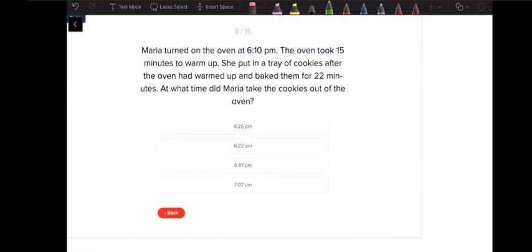This problem states Maria turned on the oven at 6:10. The oven took 15 minutes to warm up. She put in a tray of cookies after the oven had warmed up and baked them for 22 minutes. At what time did Maria take the cookies out of the oven? So let's see in total how much time has passed from the moment she started baking to the moment that her cookies were supposed to come out.